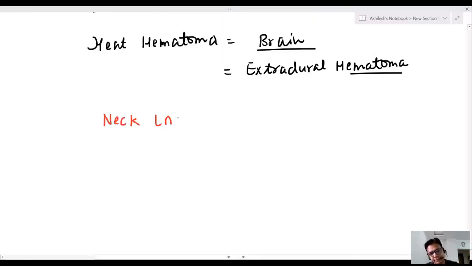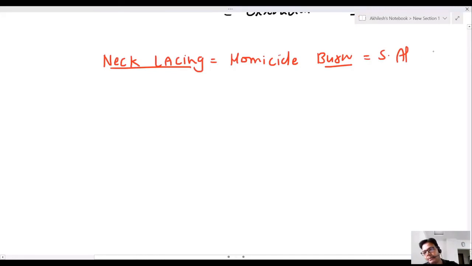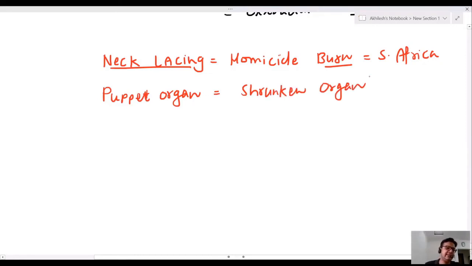Now, some important points. Due to burn, we have neck lacing. Neck lacing is a homicide burn. Generally this is seen in South Africa, where people are killed by homicide burn. In burn cases, we have shrunken organs. These are known as puppet organs.